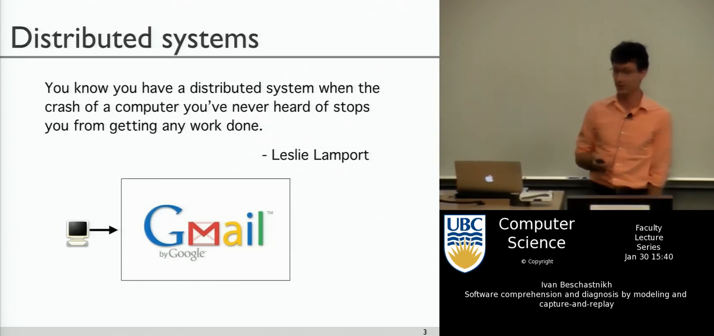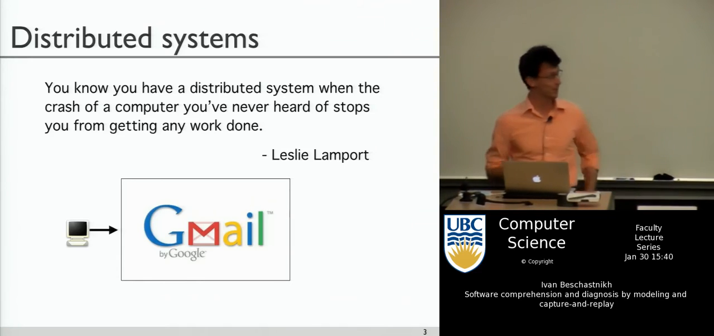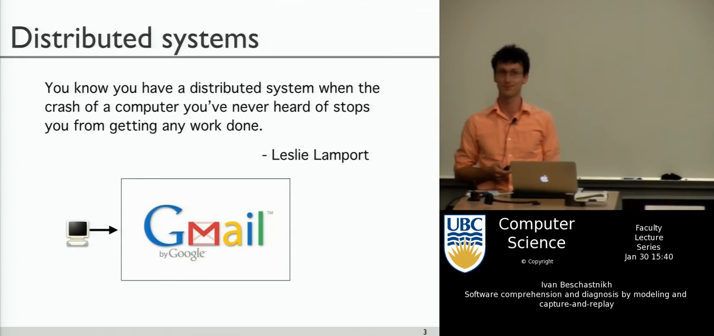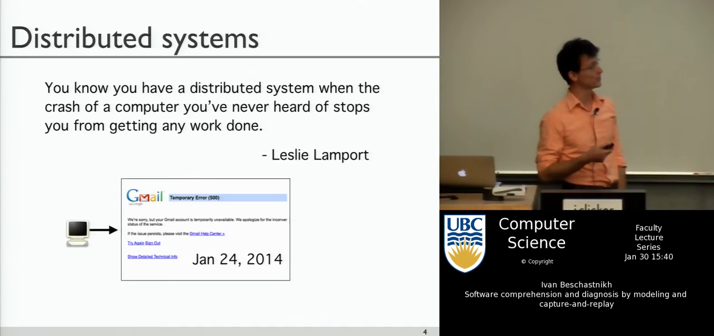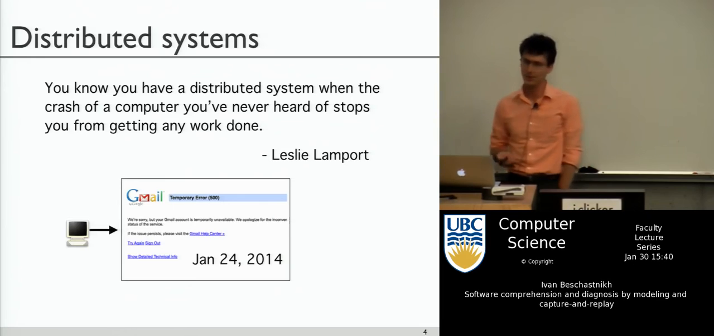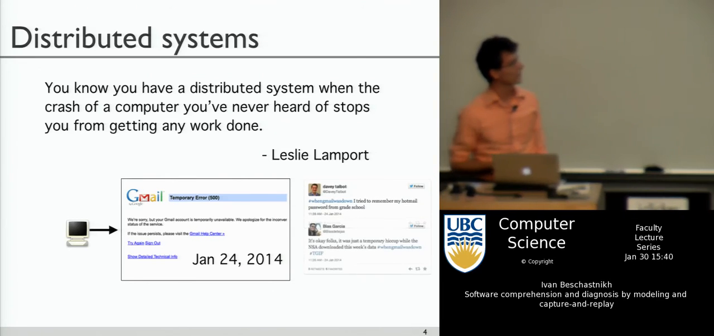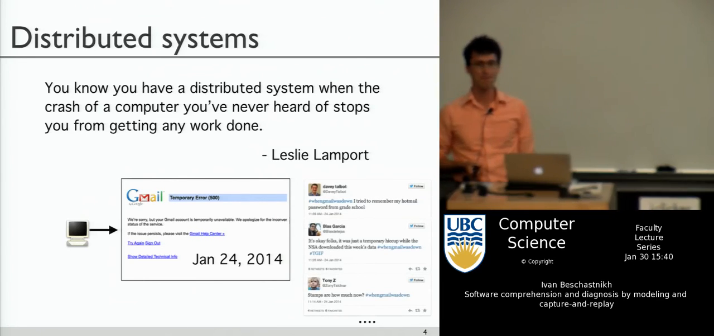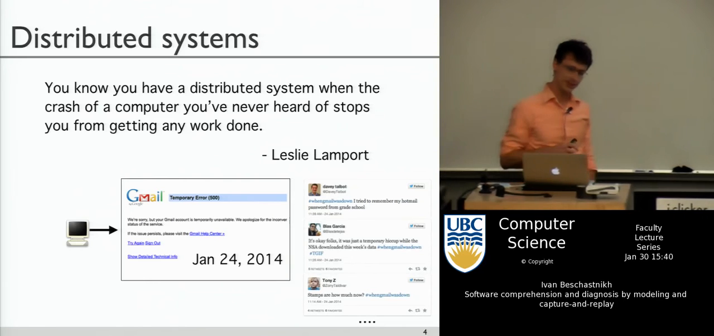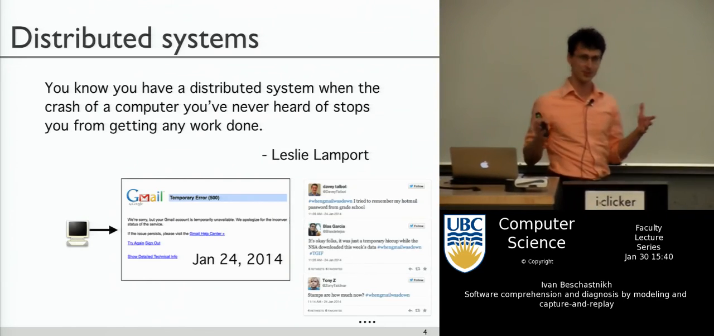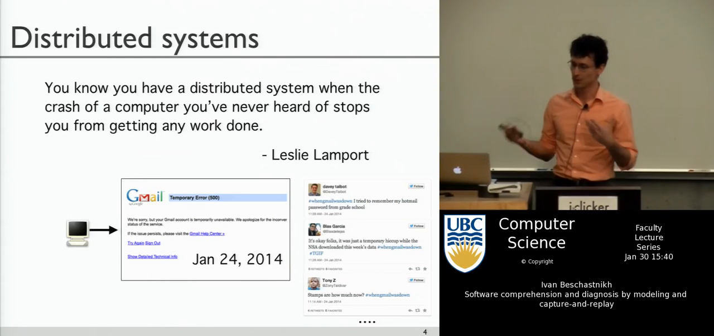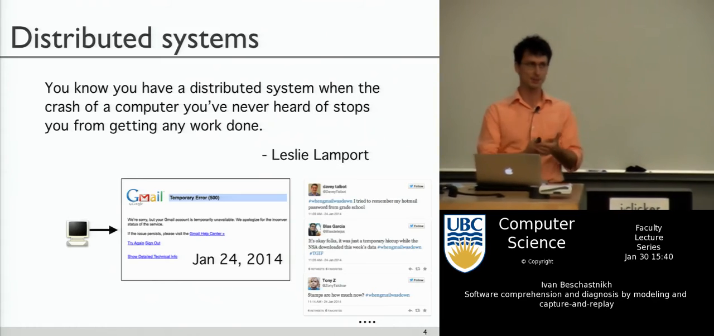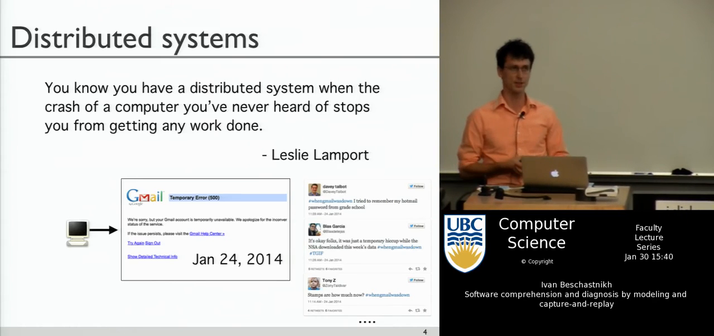And it turns out Gmail is a distributed system, so a lot of you experienced it exactly in this quote, right? On January 24th, if you were to go to Gmail, you would get a temporary error. And you couldn't get any work done, so you go on Twitter and you tweet about it. So the problem with Gmail is that it's composed of many, many different services. They all interact in really complex ways. And as a user, you just have no recourse, right? You get this page, and you're dead in your tracks. Can't get any work done.